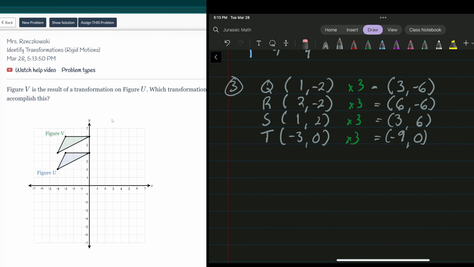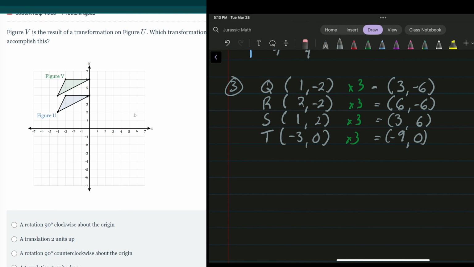Next, identify transformations. This is not one where I can really write too much on my iPad or on my paper. We need to go from figure V down to figure U. So figure V is this green one. Figure U is down here. So the thing that I can write down to help me is the different types of transformation.